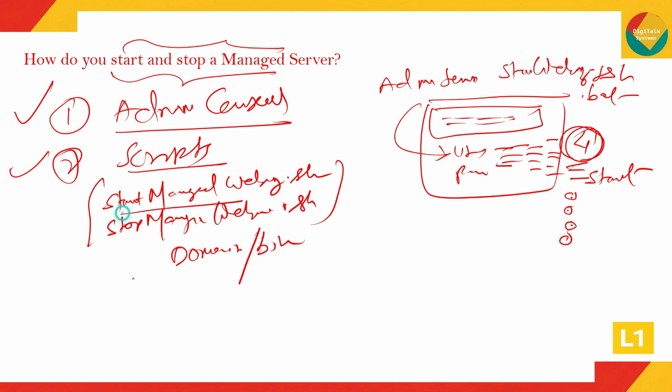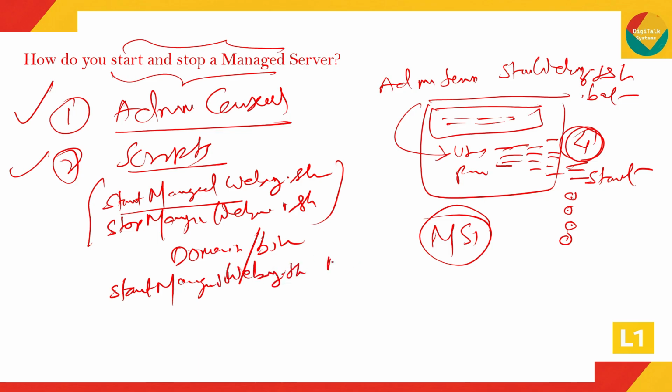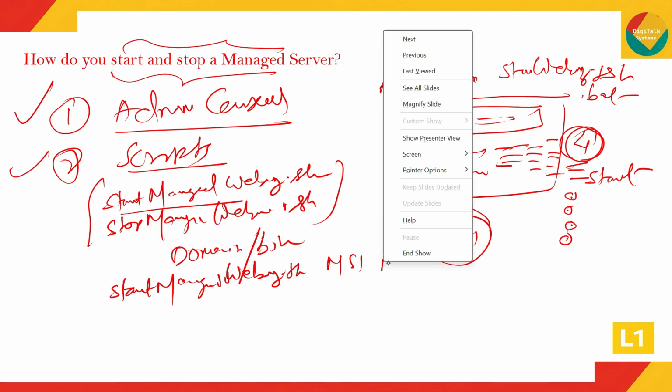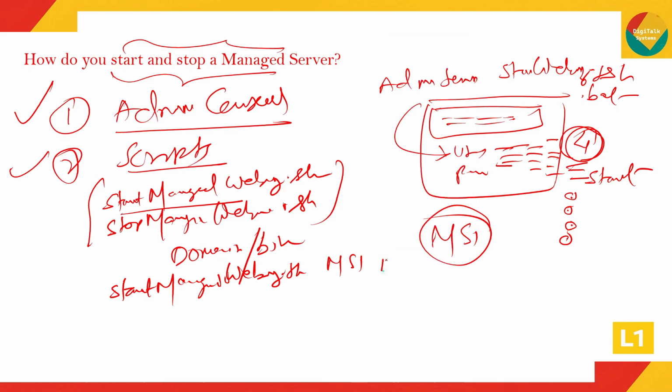And what is the syntax for that? For example, you are going to start your managed server with the name ms1. So startManagedWebLogic.sh and then the name of your managed server, which is ms1. And here you need to specify the URL of your admin server. For example, you can specify http://, the IP address where the admin server is running, colon, the port of your admin server. So this way, you can start the managed server with the help of the command line as well.